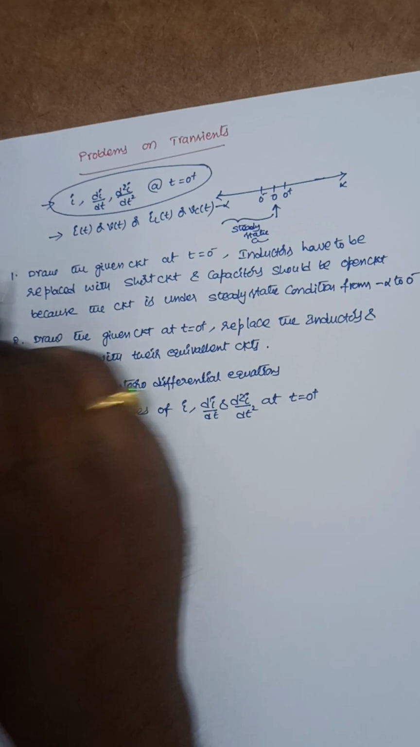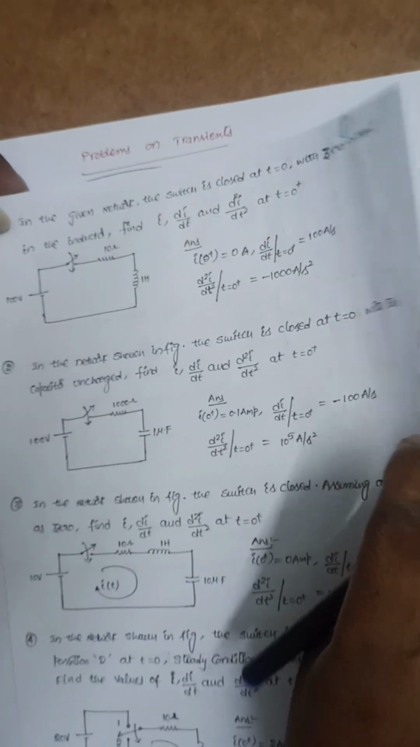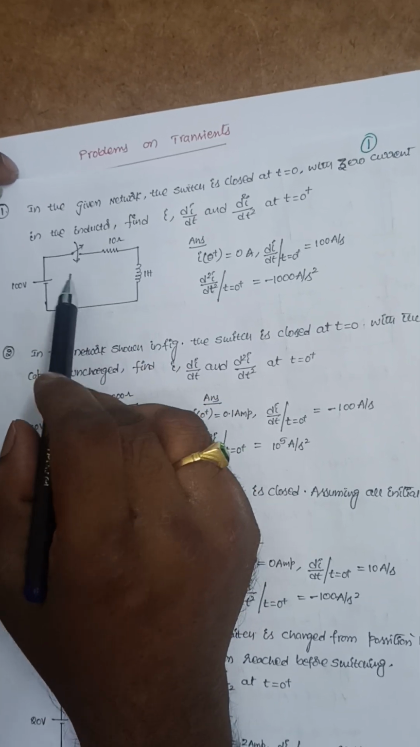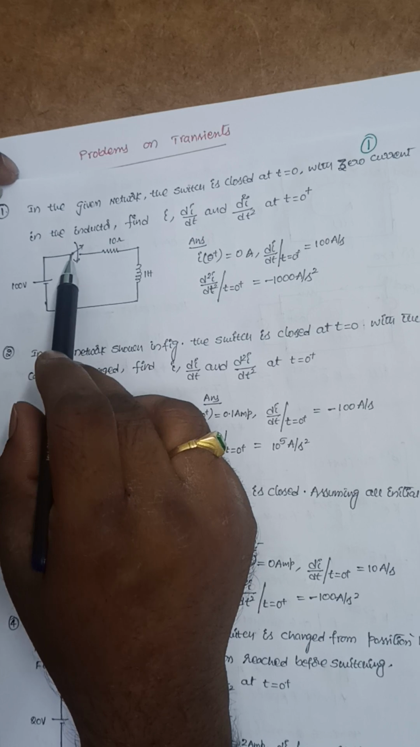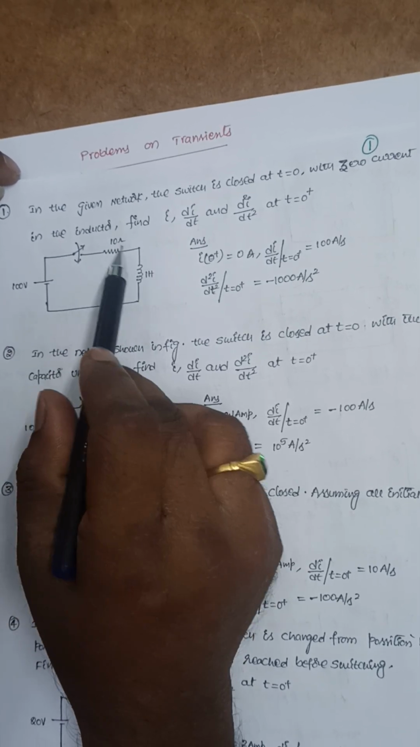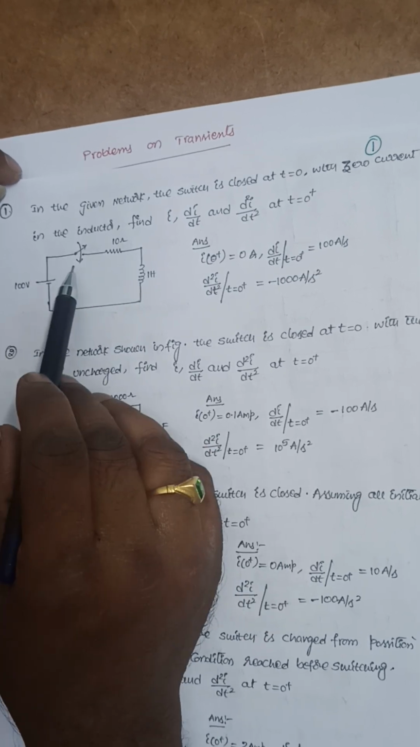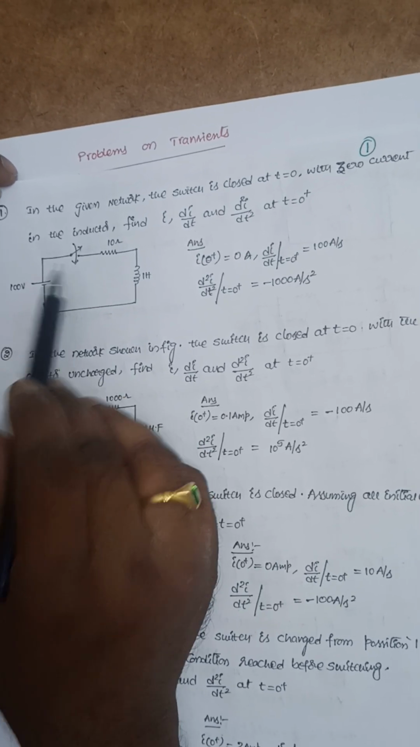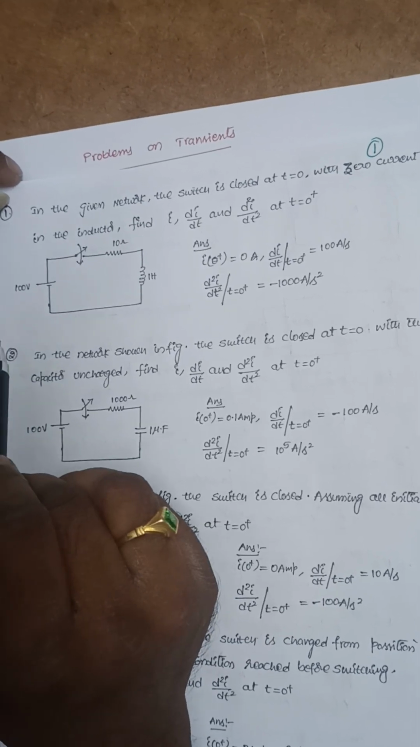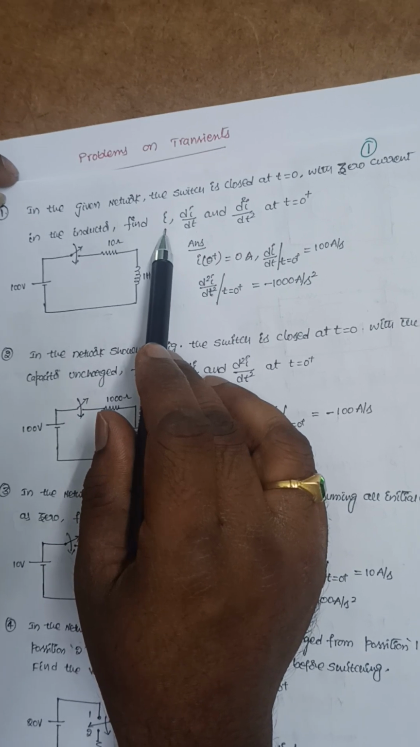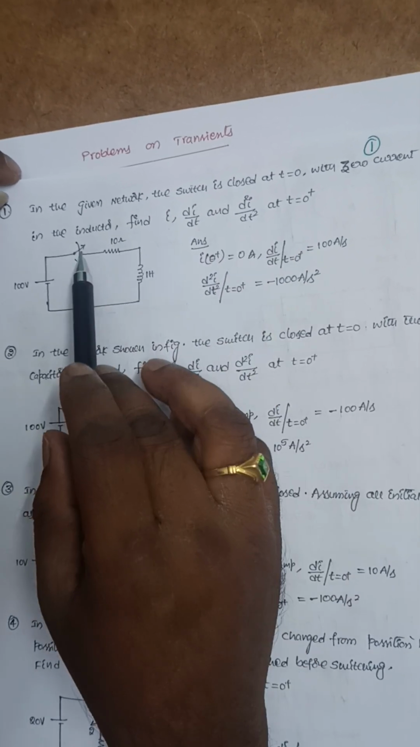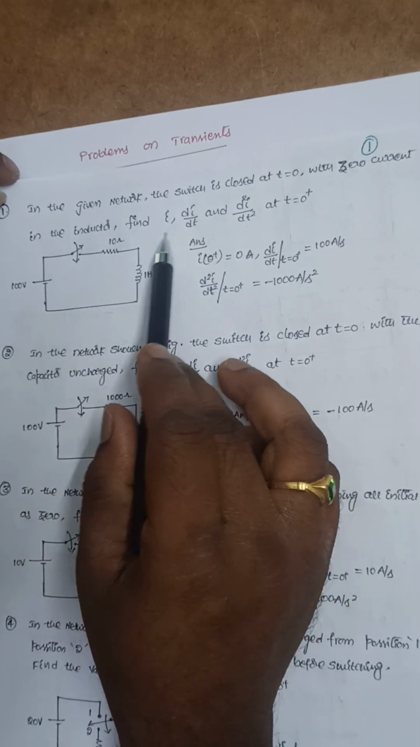Okay, so this is the problem that I just explained. This is a circuit, and in this circuit the switch controls the electrical supply. At t is equal to 0, the switch is closed. That means at t is equal to 0 minus, the switch is in the open position. What I need to find here is I, di by dt and d square I by dt square at t is equal to 0 plus, that means just after the switching action is done.